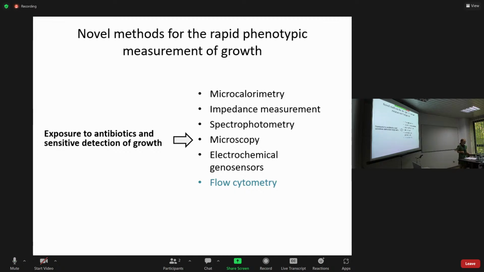Why did we choose flow cytometry? Because in the clinical lab in the hospital and ambulatory also, the clinicians have access to a flow cytometer because they are using flow cytometry for hematology. Okay, so we were discussing with the clinicians, and they said that they are open to using the flow cytometer to make this rapid antibiotic susceptibility testing.